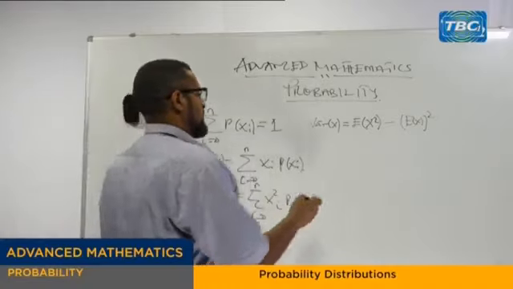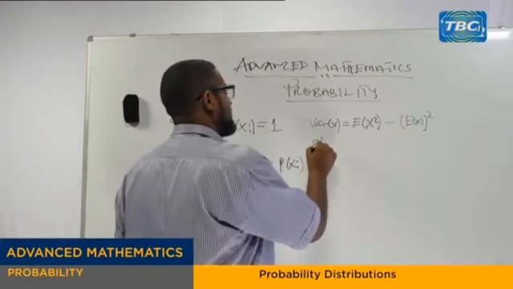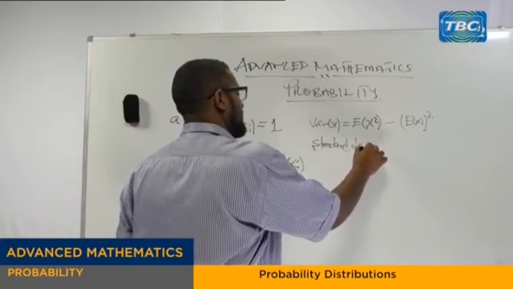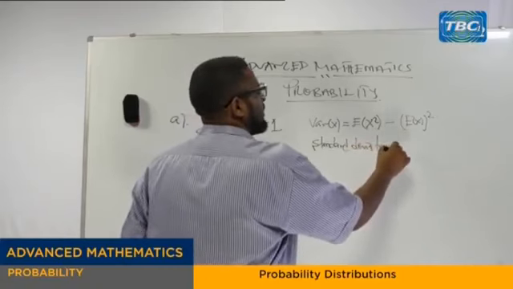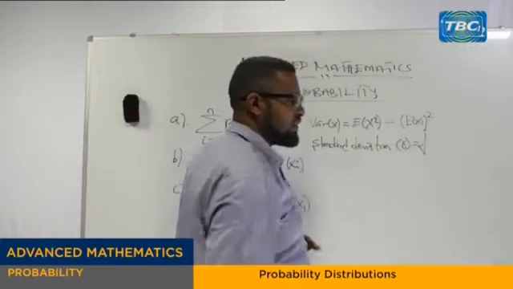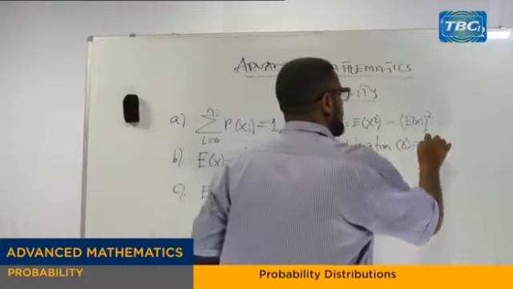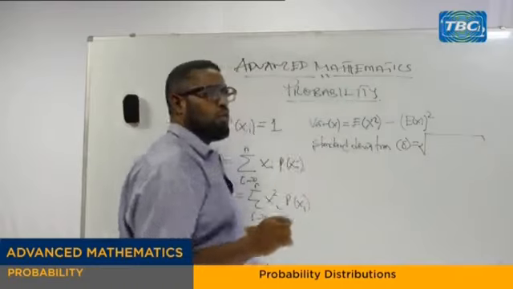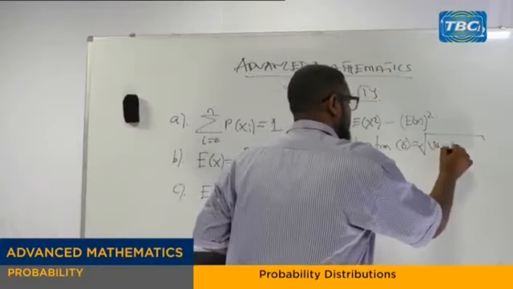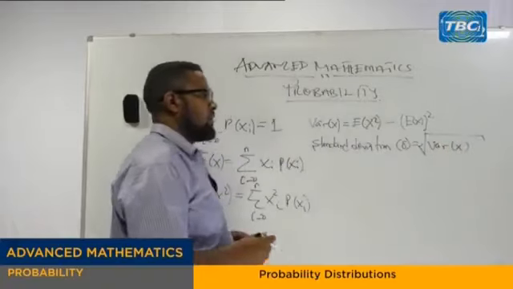Thereafter, you may also be asked to find the standard deviation. Standard deviation, we normally use that symbol. Standard deviation is given by the root of variance, the root of variance of the given variable.